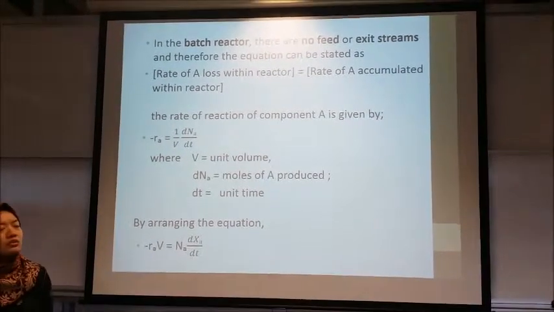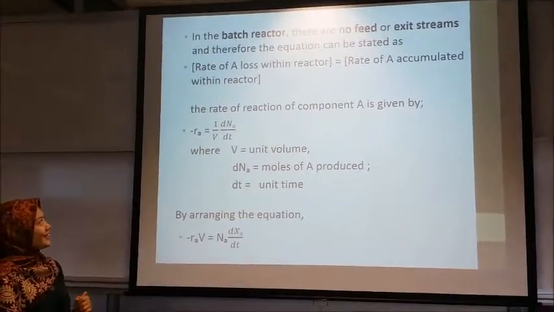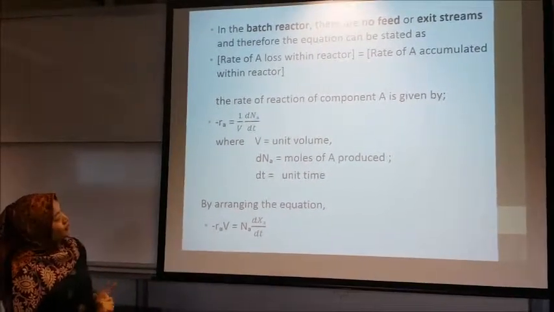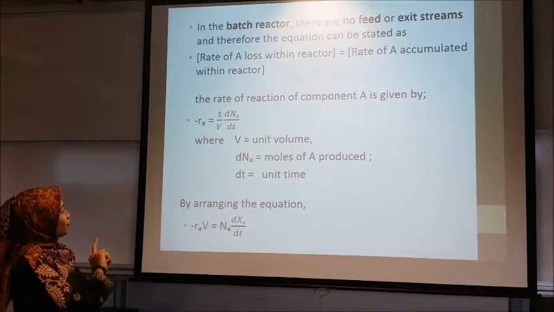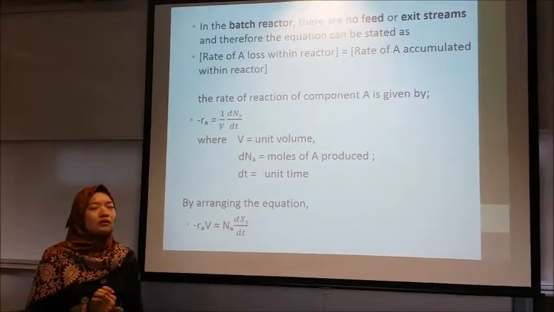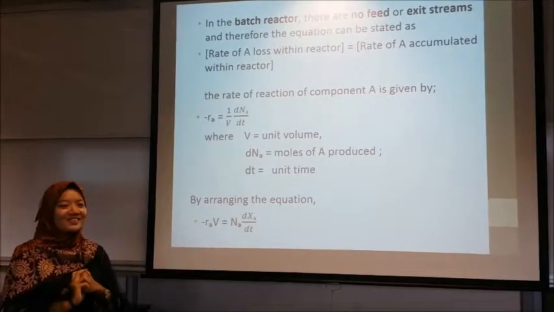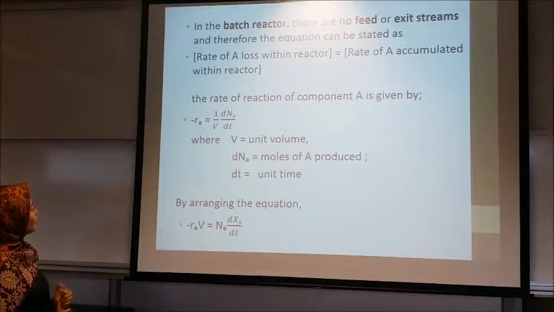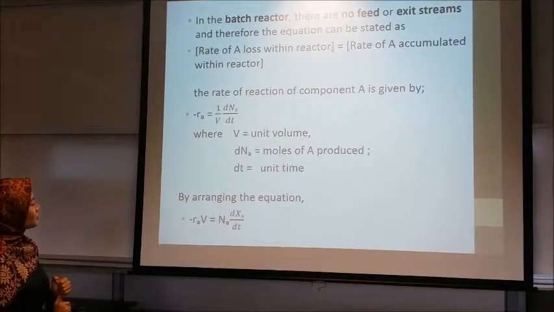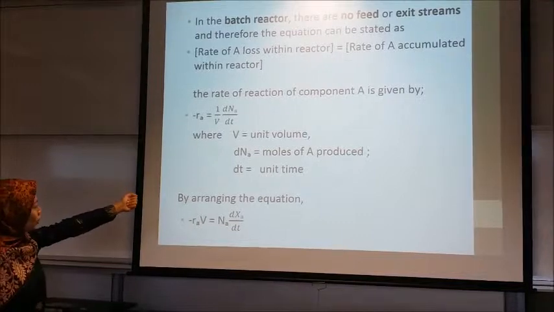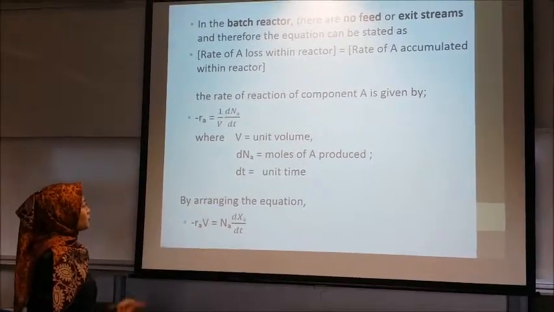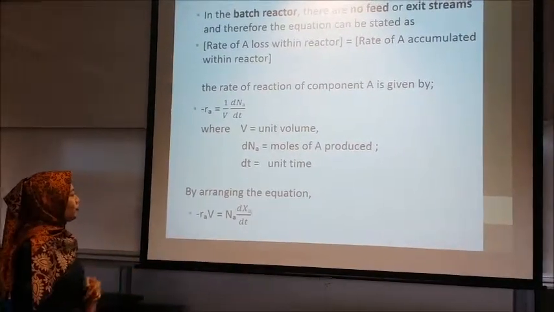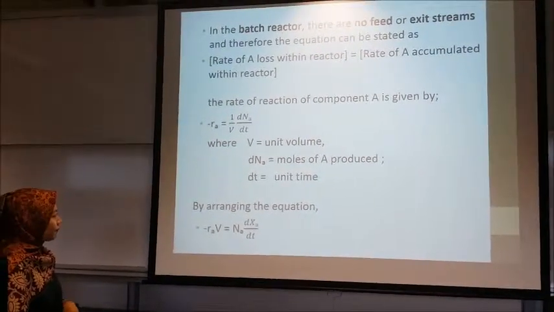As we all know, in a batch reactor there is no feed or exit stream, so we can make the assumption that the rate of A lost within the reactor is equal to the rate of A accumulated within the reactor. The equation for this experiment is negative rA equals 1 over V, dNA over dt, where V is the volume, dNA is the moles of A produced, and dt is the unit time.